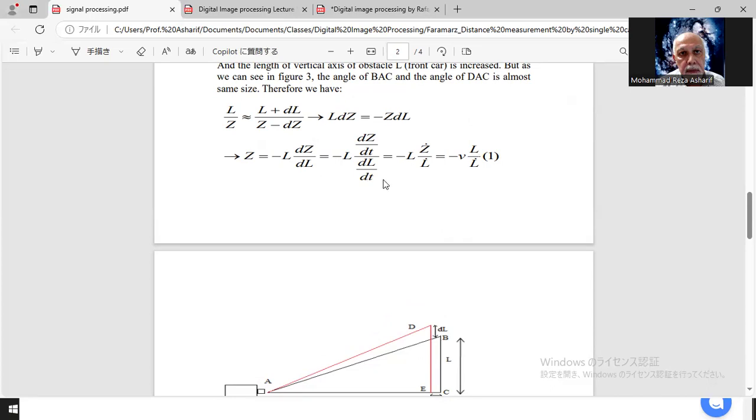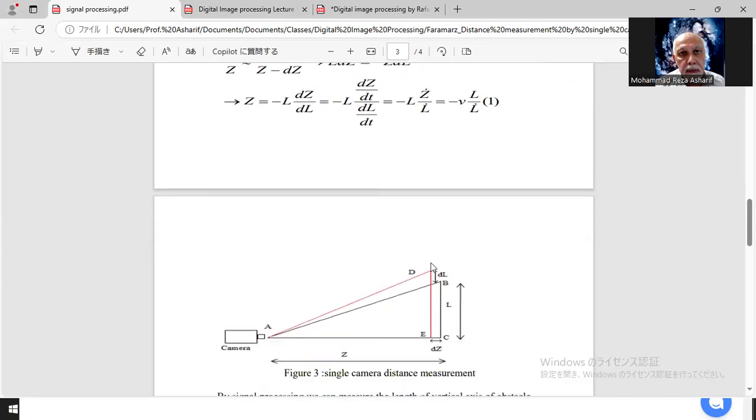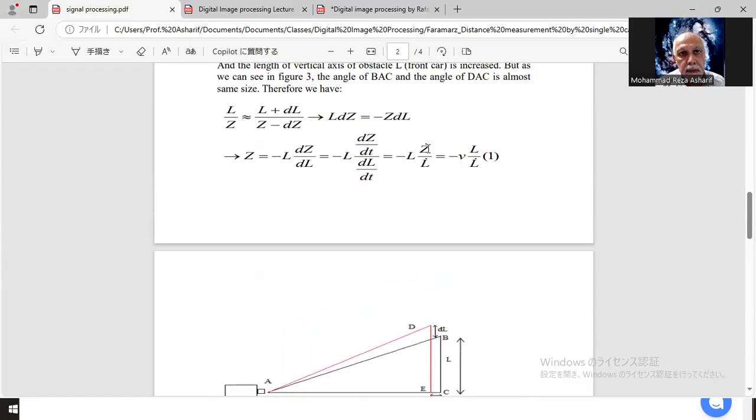That's why we put the minus here. So L is increasing while Z is decreasing, that is the minus. So this is the velocity, this is the length, and this is the rate of the change. And so Z, the missing depth, can be found.